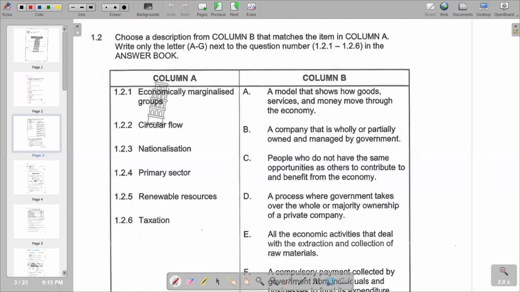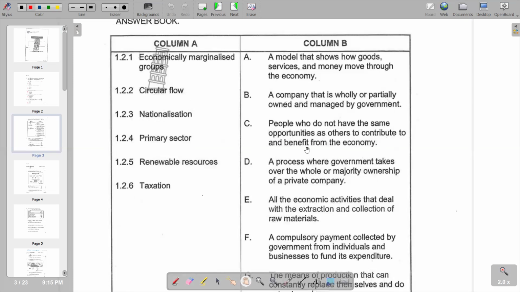Then we go to the next section, where we match the item in column A with a description in column B, writing only the letter A to G next to the question. So we have column A, and then we pick an explanation in column B which matches what we have in column A. The first that we have is economically marginalized groups. Obviously, these are the disadvantaged groups that we have in the economy. So try to see the explanations that we are given there. You go to C, it reads: people who do not have the same opportunities as others to contribute to and benefit from the economy. Basically, C becomes the correct response that we have here.